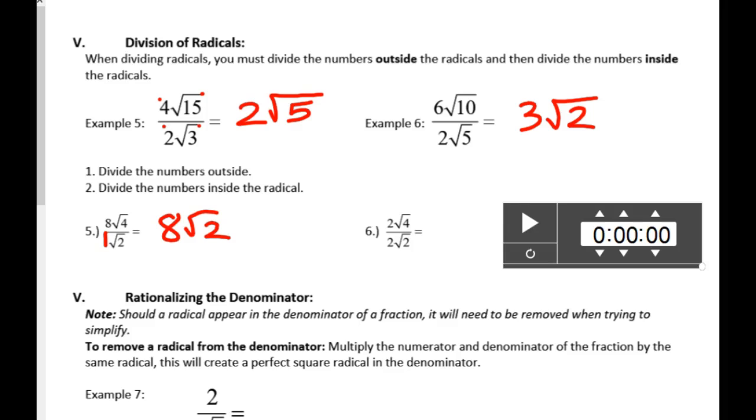So, on number 6, 2 over 2 is 1. Now, usually you don't write the 1 in front of a square root sign. It's implied. You can, but, and then 4 over 2 is what? 2. So it's either 1 square root of 2, which is okay, but usually it's just square root of 2. That's how you'll see it.